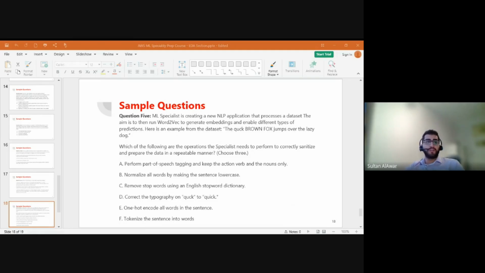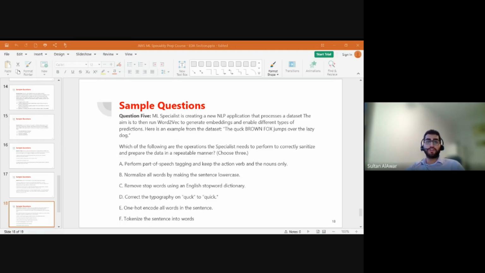Choose 3. Option A is to perform part of speech tagging and keep the action verbs and the nouns only. So we can perform part of speech tagging and determine which of them are verbs, nouns, subjects, but we cannot only keep the verbs and nouns because this will make us lose other valuable data as well. Option B, to normalize all words by making sentences lowercase. Yep, this is a very viable approach. We can do it using word.lower.